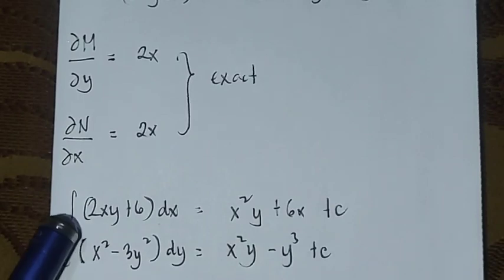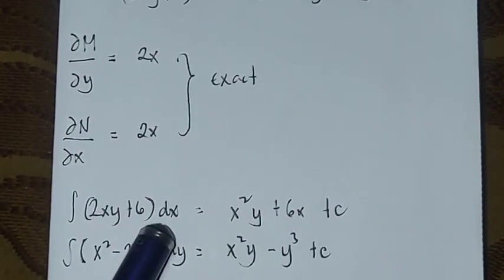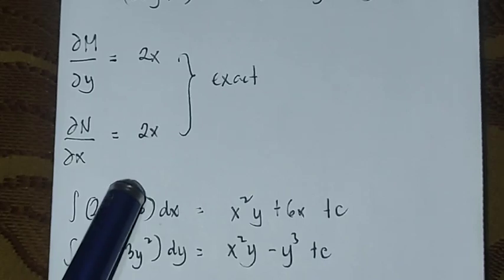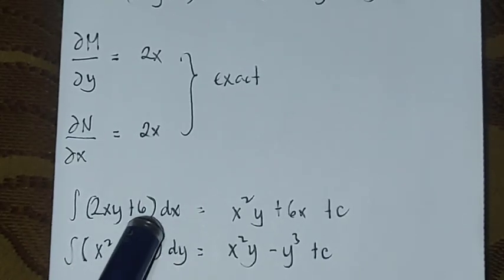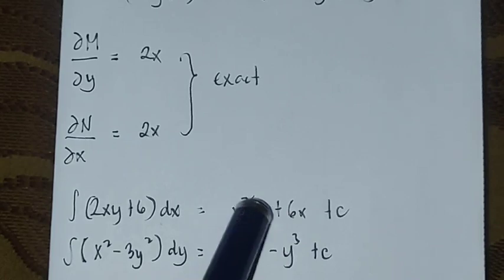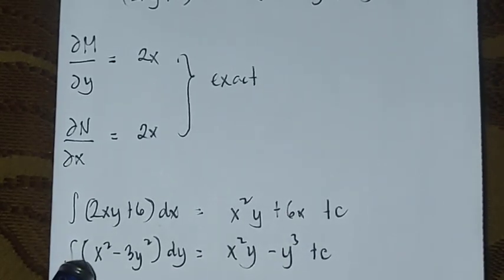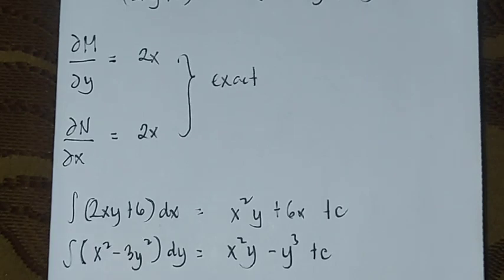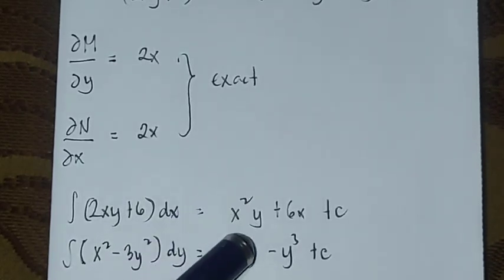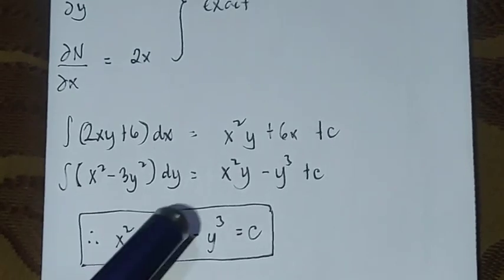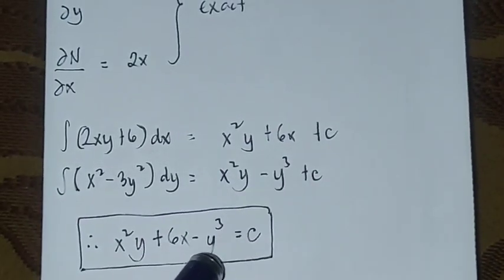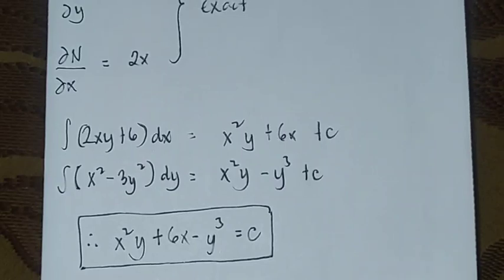Which is ito. Ang integral ng M is magiging with respect sa dx. So, x square y, 2x square over 2, plus 6x plus c. So, makakancel yung 2, kaya x square y. And then, ito with respect sa y. So, magiging itong x square y minus 3y cube over 3. So, makakancel yung 3. Kaya, naging minus y raised to 3 or y cube plus c. So, dito na yung similar term. Ang similar term is x square y. So, copy mo na x square y na isang beses. And then, unit yung 6x. So, lagay mo dyan. Tapos, minus y cube is equal to c. So, yun na yung sagot.